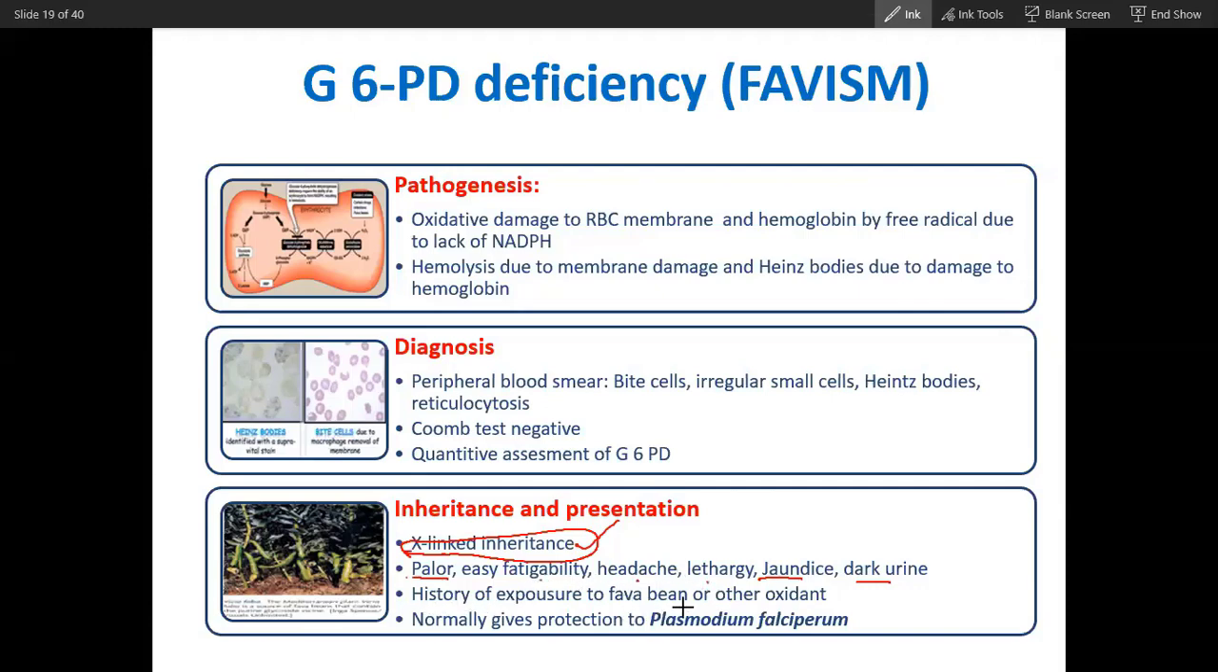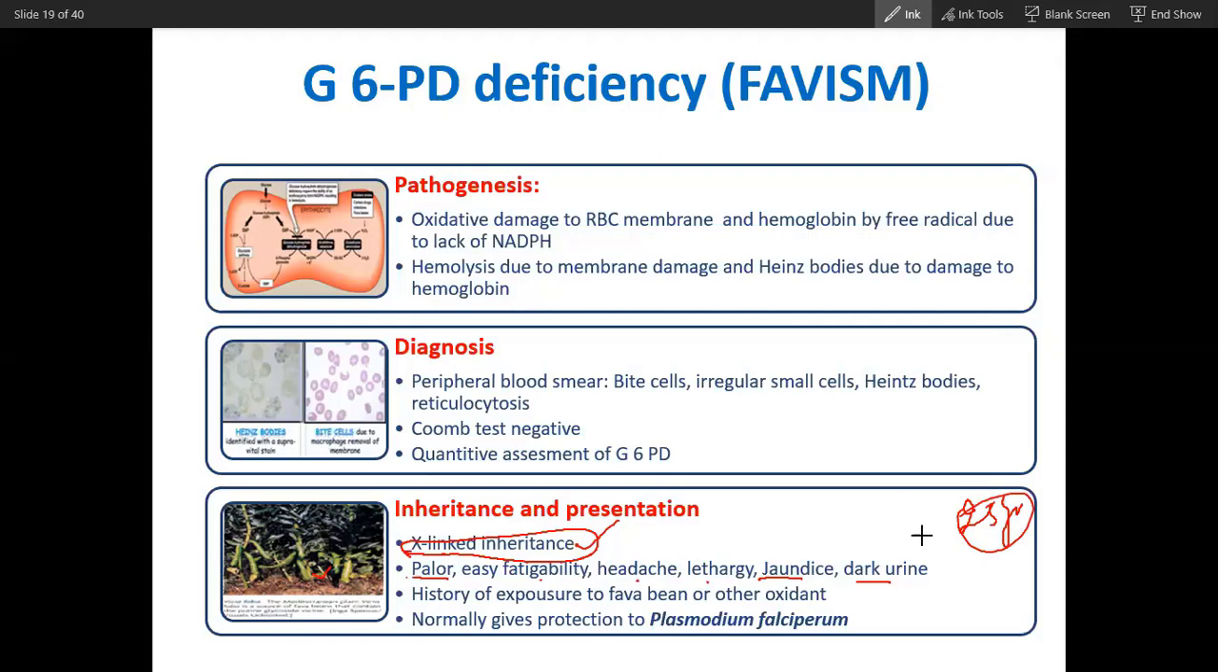There is a history of exposure to fava beans, a history of oxidative stress. And because this is episodic, glucose 6 phosphate deficiency will have an episodic presentation. It will not have a presentation always. That is why you can see in our case the patient is 25 years old.